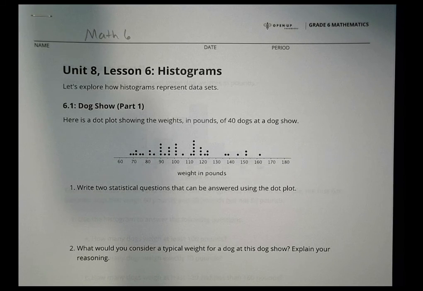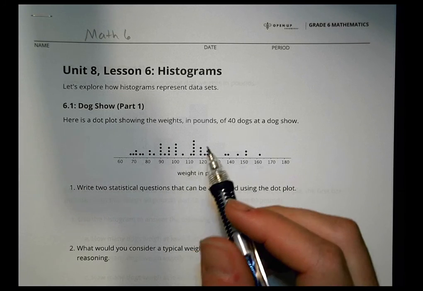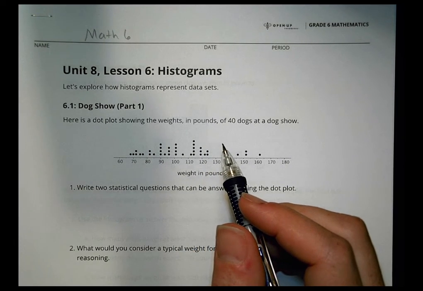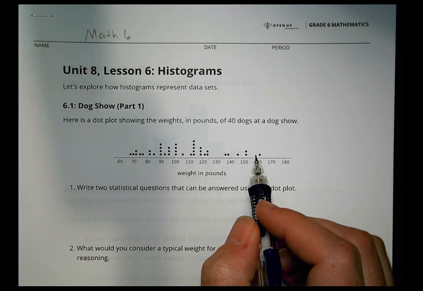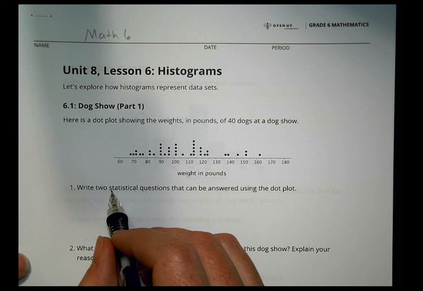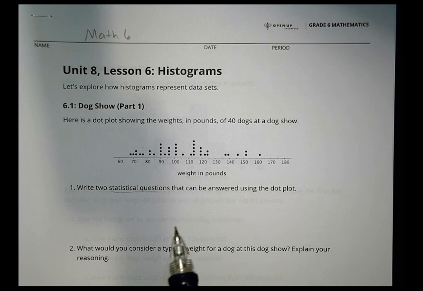Hey, this is Math 6, Unit 8, Lesson 6 on histograms. Let's explore how histograms represent data sets. So here's a dot plot showing the weights in pounds of 40 dogs at a dog show. And we can see 40 pounds all dotted away, and there they are. Write two statistical questions that can be answered using the dot plot.